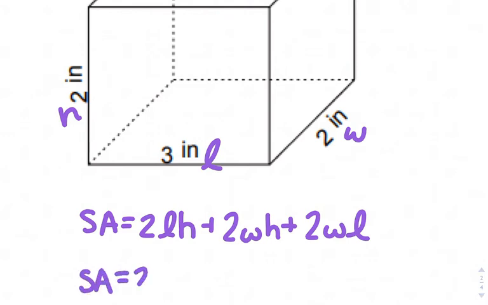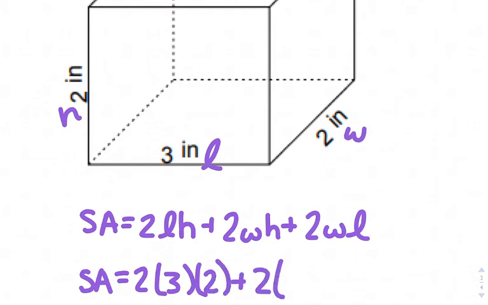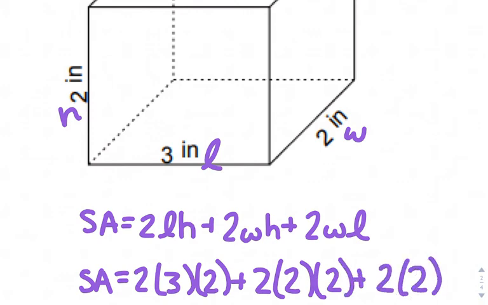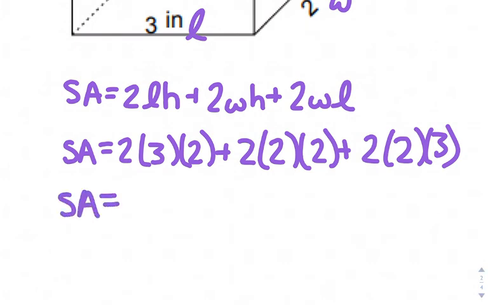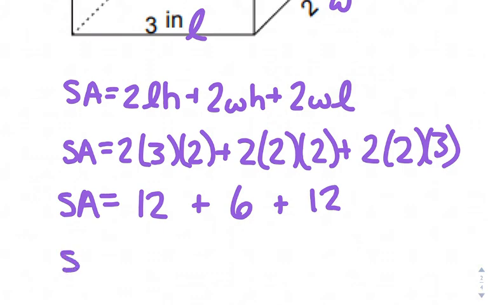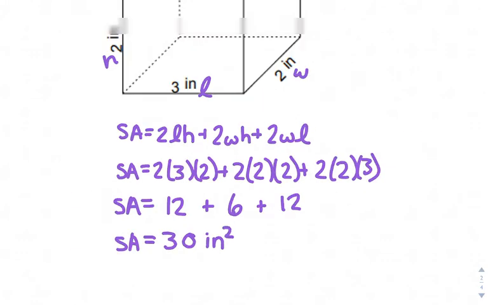So my surface area is 2 times 3 times 2 plus 2 times 2 times 2 plus 2 times 2 times 3. So what you can do is plug that into your calculator now. So 2 times 3 times 2 would give me 12. 2 times 2 times 2 would give me 8. And then 2 times 2 times 3 would give me 12. I add those together and I get 30 inches squared. So surface area is always squared, so make sure you remember to put that.